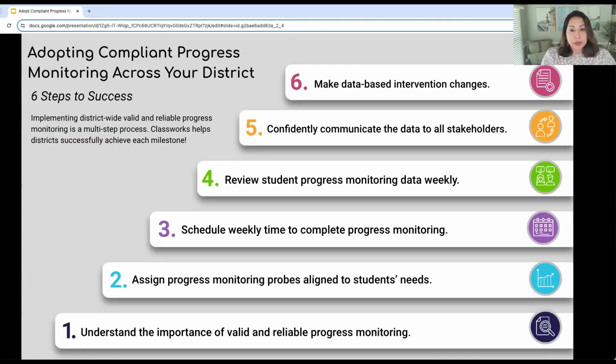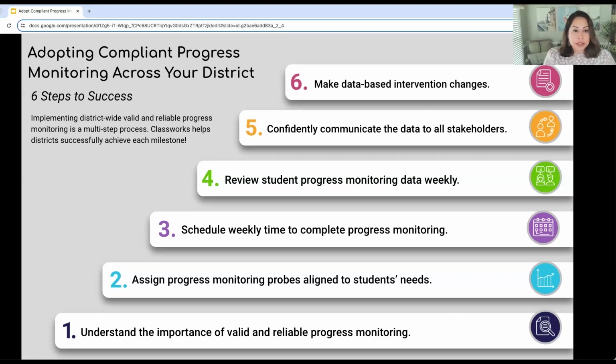So, in buying the right tool, that's just the first step. What else is needed for successful adoption? Successfully implementing any new process happens in phases. And these are the 6 steps or milestones to successful adoption of a progress monitoring tool. So we're going to dive into what each step looks like.